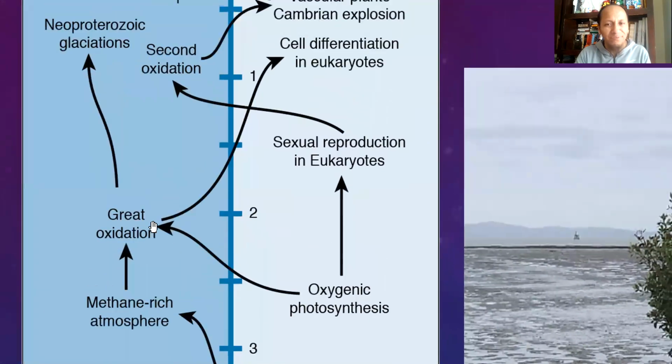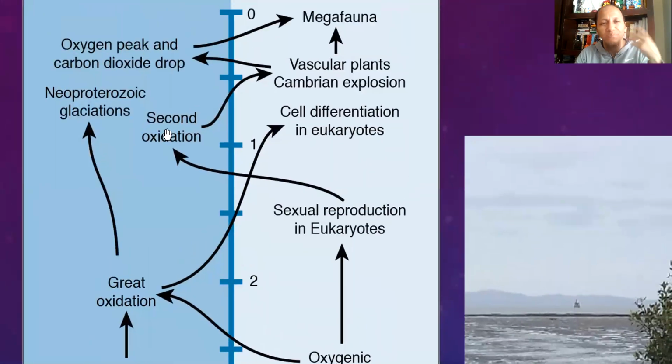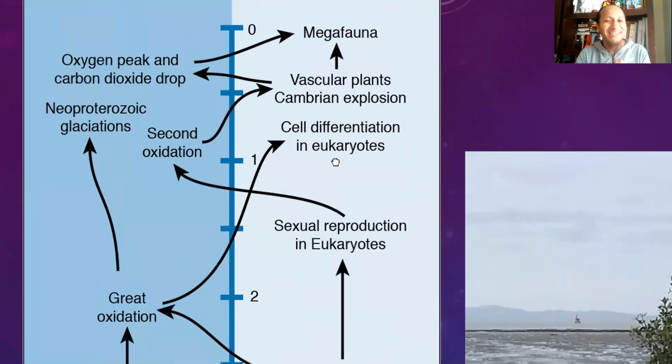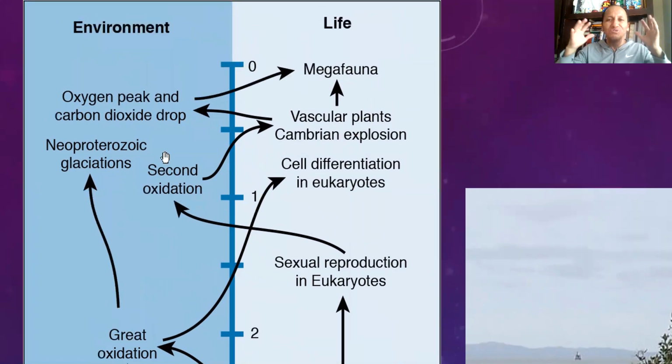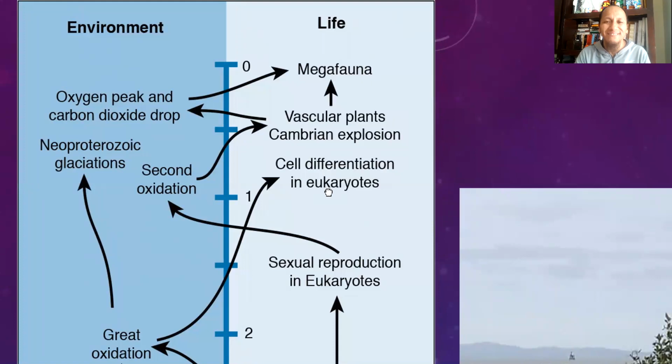And the great oxidation happened, then sexual reproduction in eukaryotes, living things, and also the second oxidation, Neoproterozoic glaciations, which also caused the cell differentiation of eukaryotes, right? And then the muscular plants, big ones, right? Cambrian explosion. And then there was an oxygen peak and carbon dioxide drop, which allowed the plants to grow that big, like the big leaves. If you go to the Amazon region, you get to see these amazing leaves and trees because of the immense oxygen concentration, and that produced, as you can see, the oxygen peak, the megafauna we've got these days.